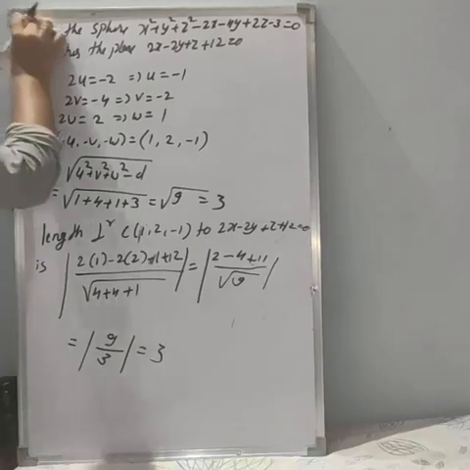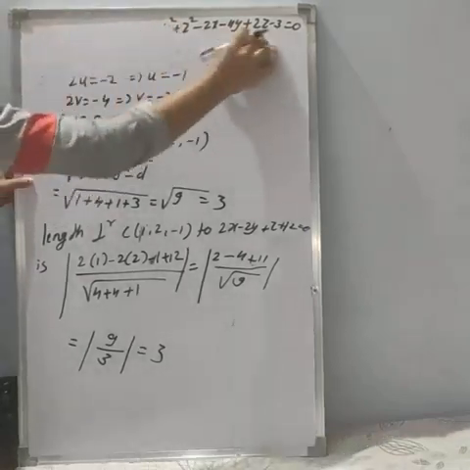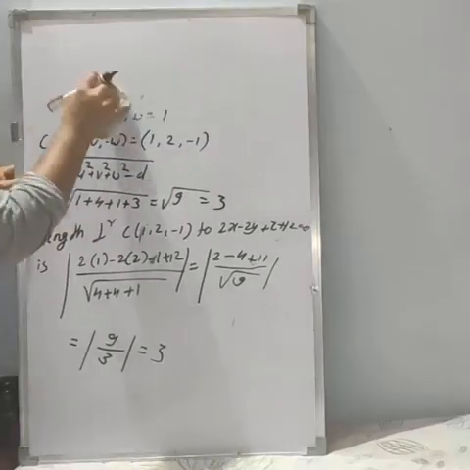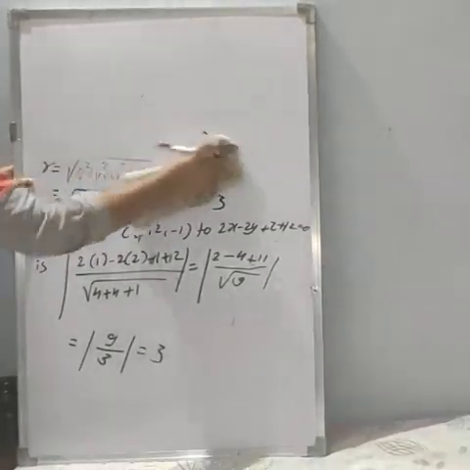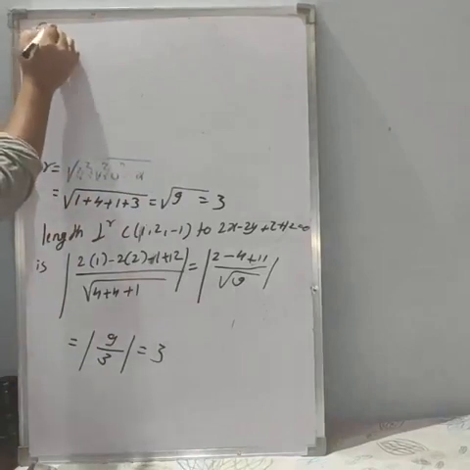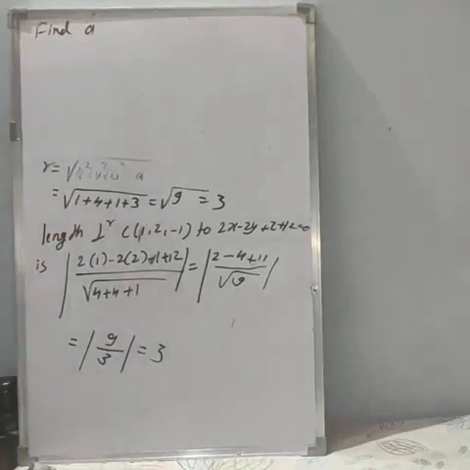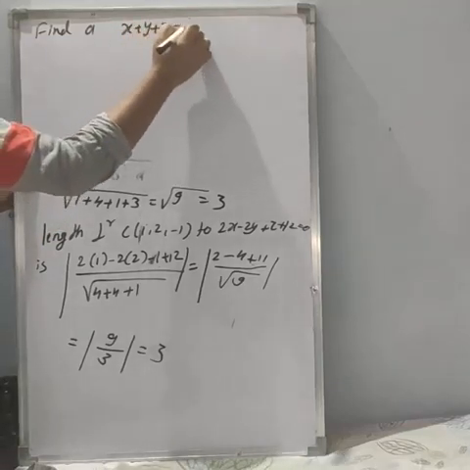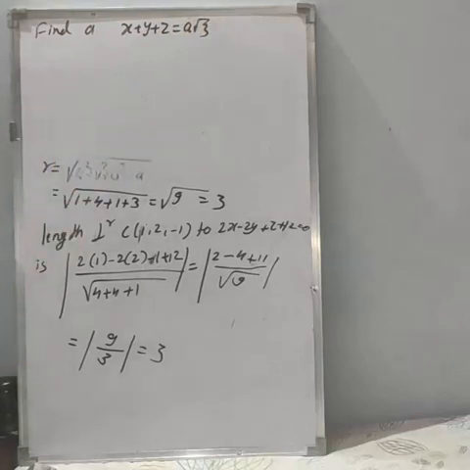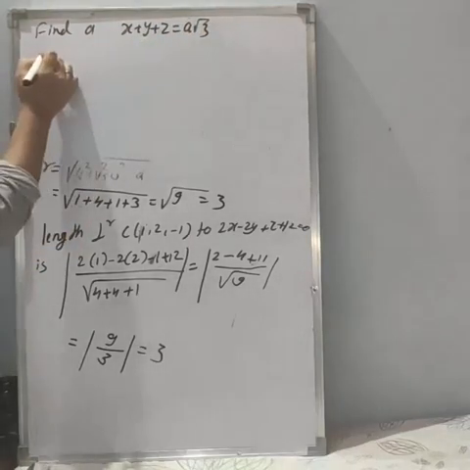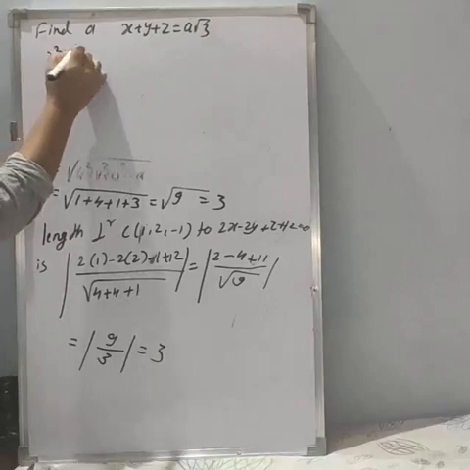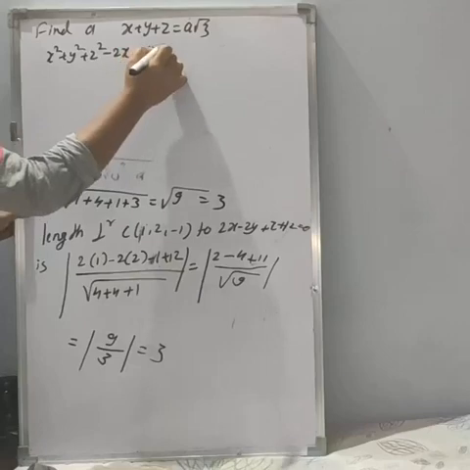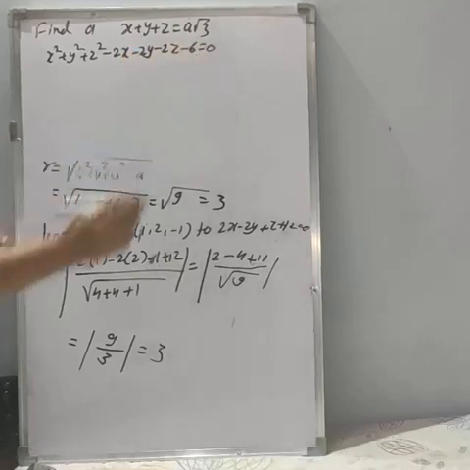And one more example is there for 2 marks. They said, find the value of a. Find the value of a, small a, for which the plane x plus y plus z is equal to a root 3 touches the sphere x square plus y square plus z square minus 2x minus 2y minus 2z minus 6 is equal to 0.